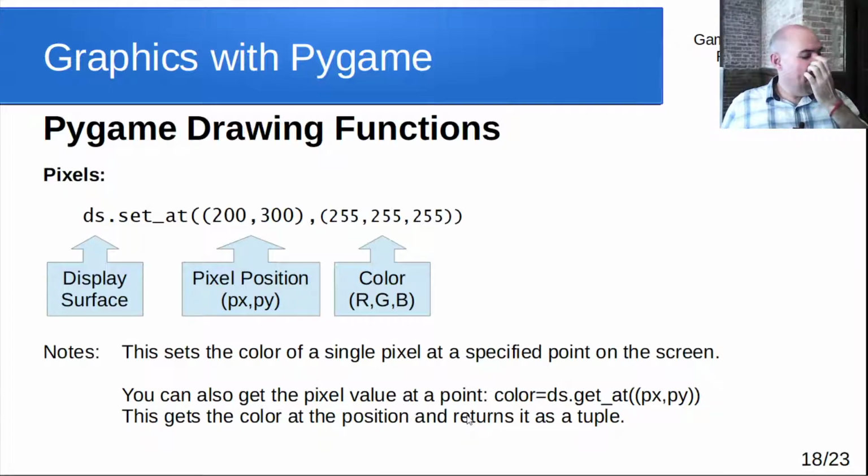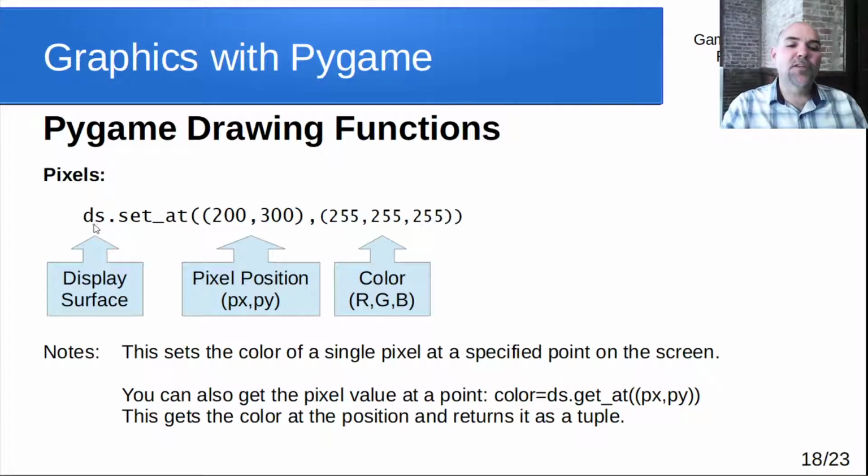Now, you can, if you want to, go onto the display and set an individual pixel to whatever color you want it to be. So just one dot on the screen. And the way you do that is a little bit different. Notice we're not using pygame.draw.anything. I kind of wish there was a pygame.draw.setPixel or something like that, but for some reason they did it this way.